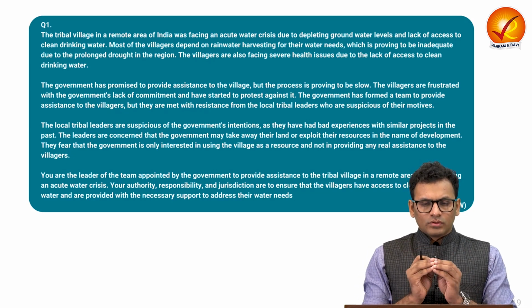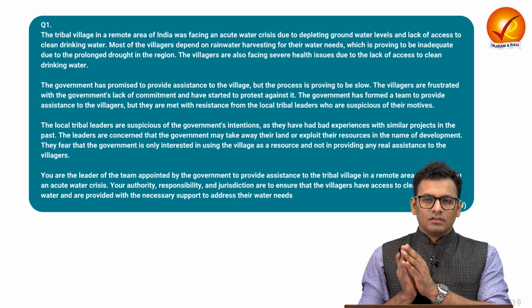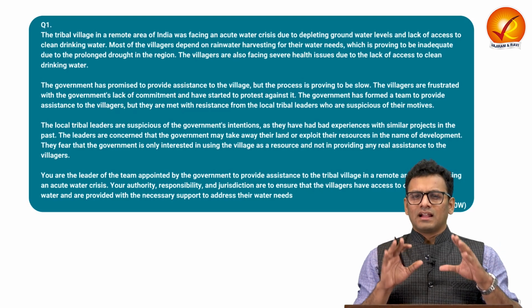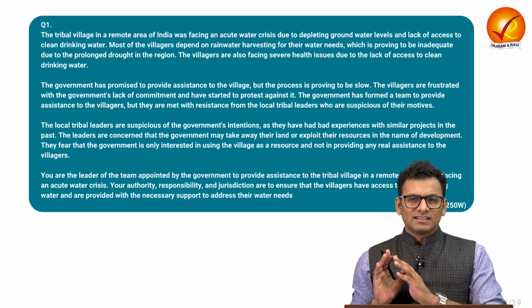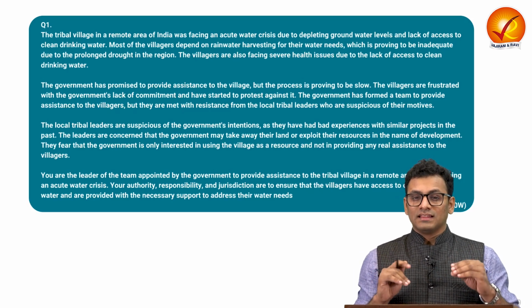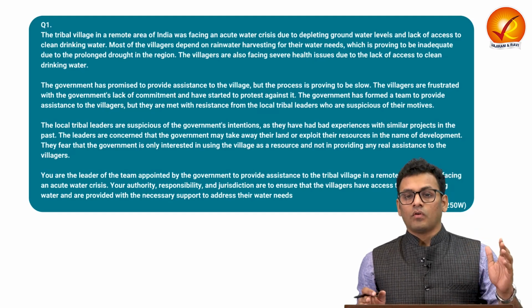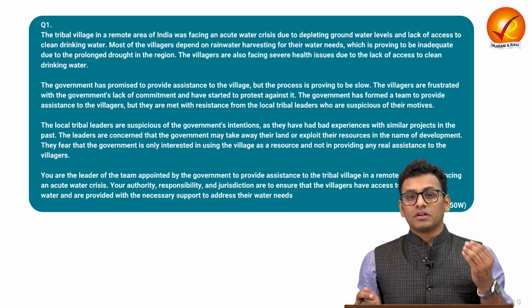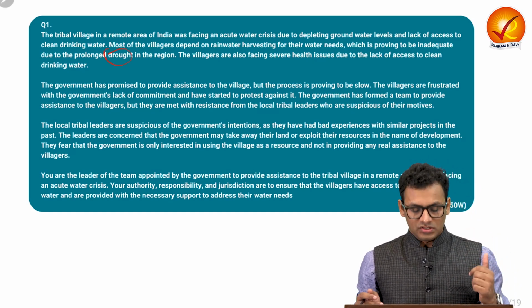Firstly, you have to understand there is a tribal village which is facing an acute water crisis. We understand from our learning from GS that there are certain remote places in India, specifically where tribal population is residing, they are underdeveloped and they face multiple types of issues. One of them over here is acute water distress. Also, they depend a lot on rainwater harvesting, but because of the drought, they do not have sufficient rainwater storage.